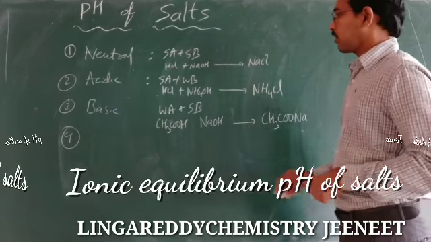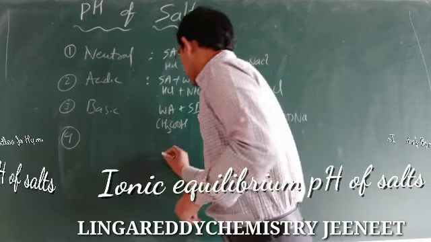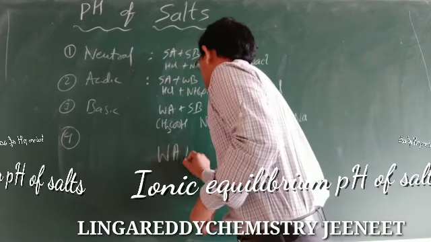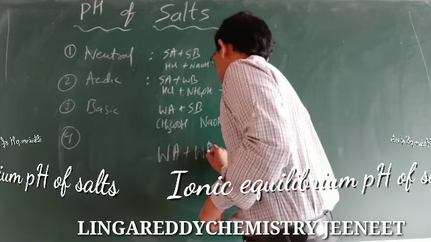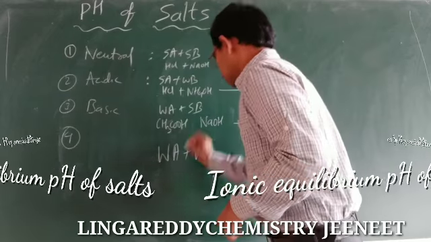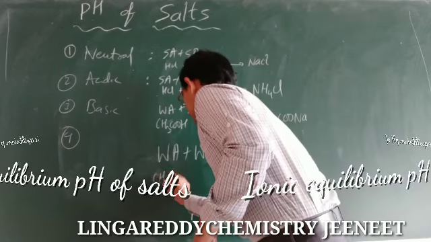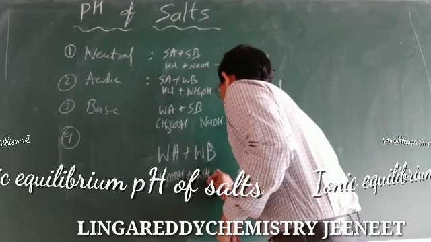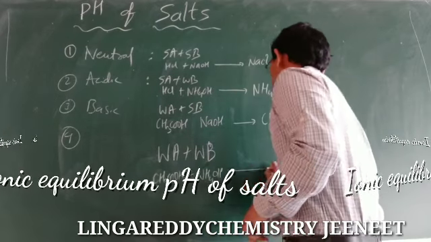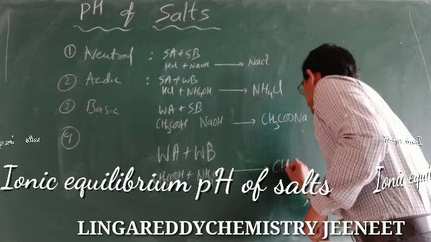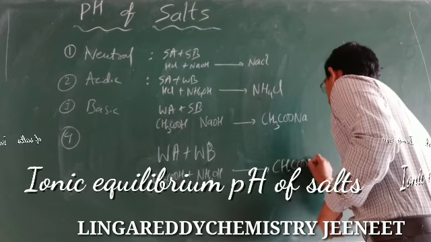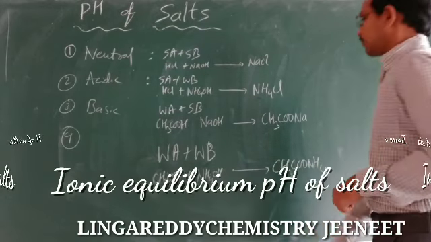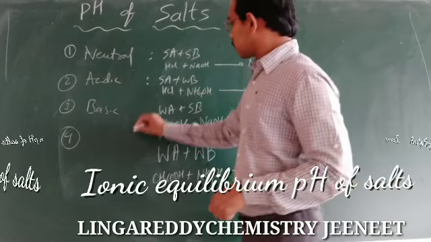Right? Next, one more chance is there, that is weak acid plus weak base. Acetic acid plus ammonium hydroxide. The salt is ammonium acetate.